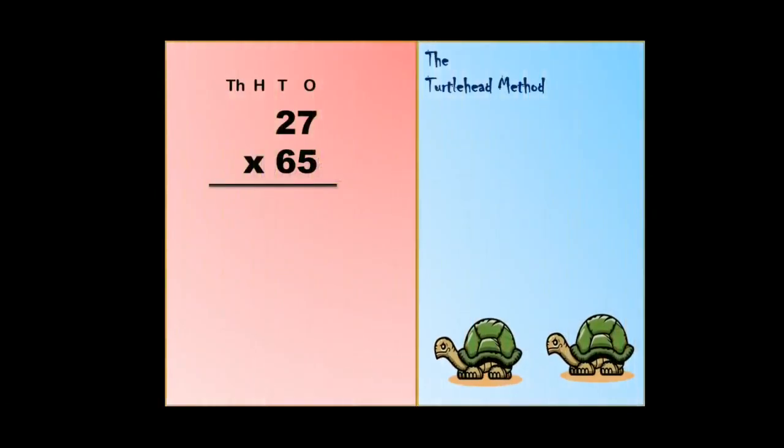Let's move again. So now we'll be multiplying a 2-digit number by a 2-digit number. So you can see here there is a 2-digit number, that is 27 and 65. And we're using the Turtlehead method.